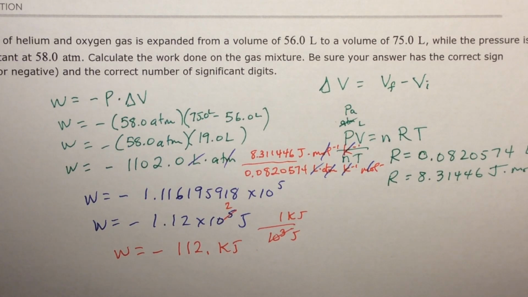The last thing before you turn this in is to check your sign. If the gas did work on the environment, then it's losing energy, and it'll be negative. If the environment did work on it by squishing it together and compressing it, like a spring, then it will be positive work. This gas exerted work, so it'll be a negative quantity. So your answer is work equals negative 112 kilojoules.